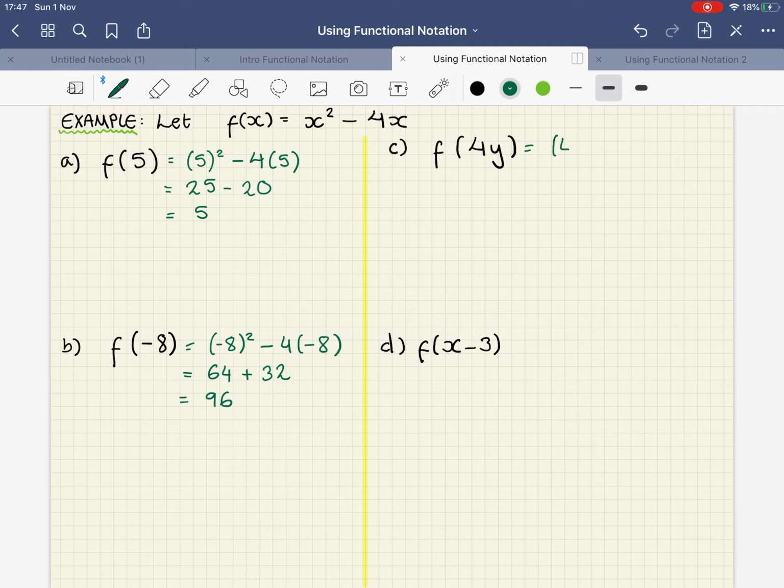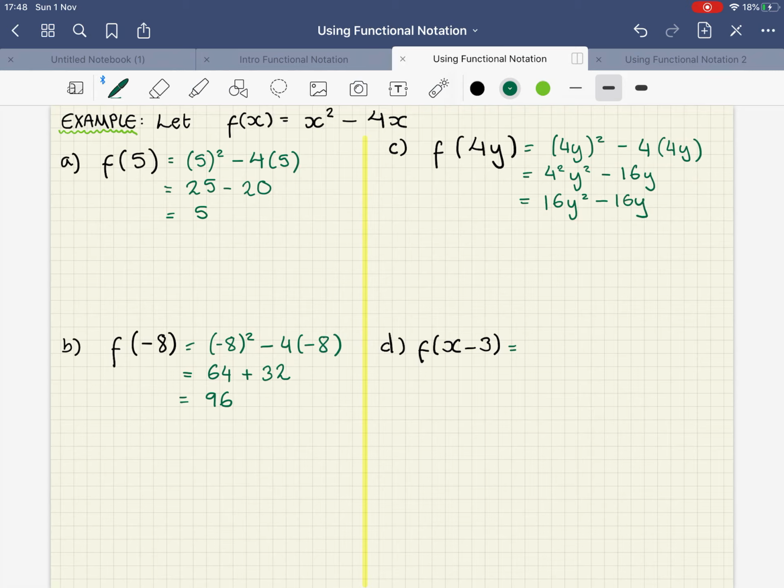Here I'm going to have 4y squared minus 4 times 4y. So 4y squared, remember your rules of indices, that squared affects each thing individually. And then 4 times the 4y, it's going to give me 16y. And then that 4 squared there is going to be 16. So I've got 16y squared minus 16y.